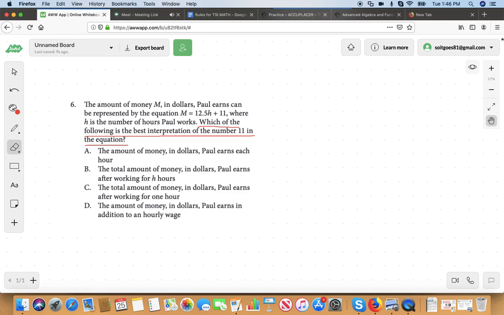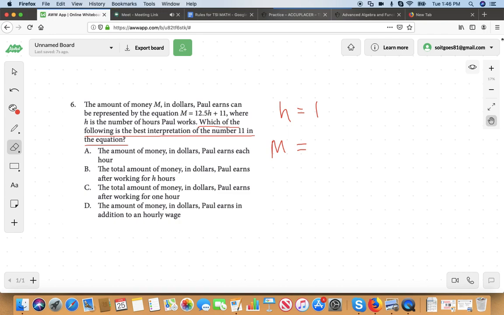So let's plug in a 1 for H. We'll make H equal 1. It means Paul's working 1 hour. Okay? And then M is the amount of money he makes. So we're about to find out how much money he makes after 1 hour. So what's M equal when H is 1? How do we find that out?